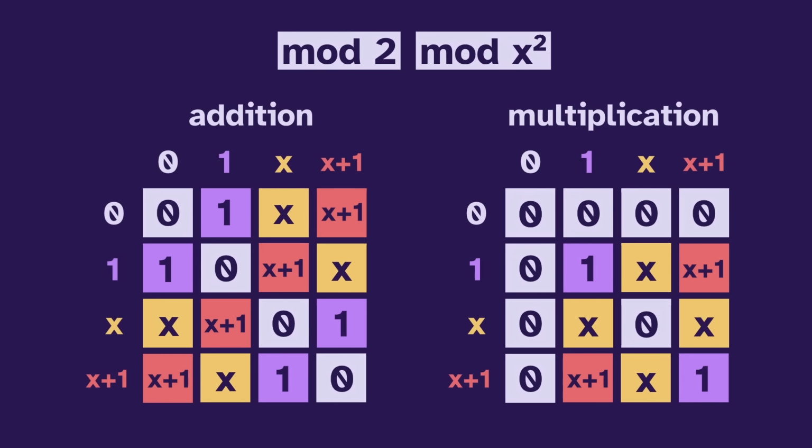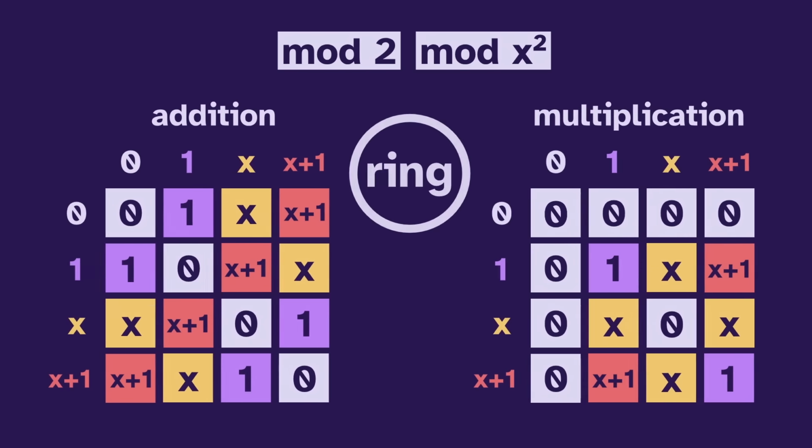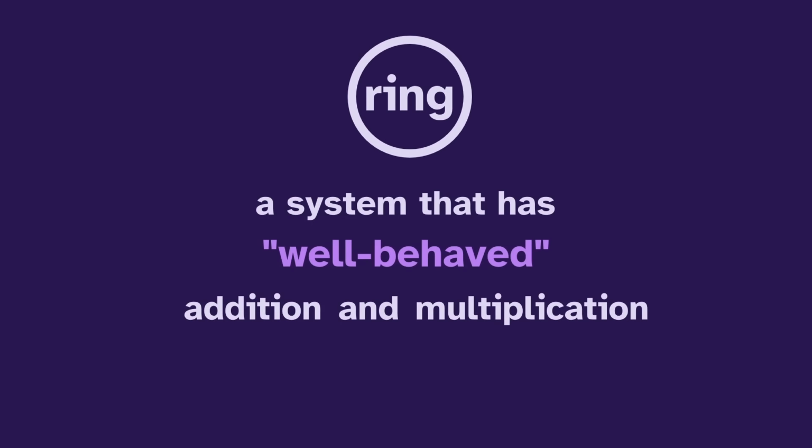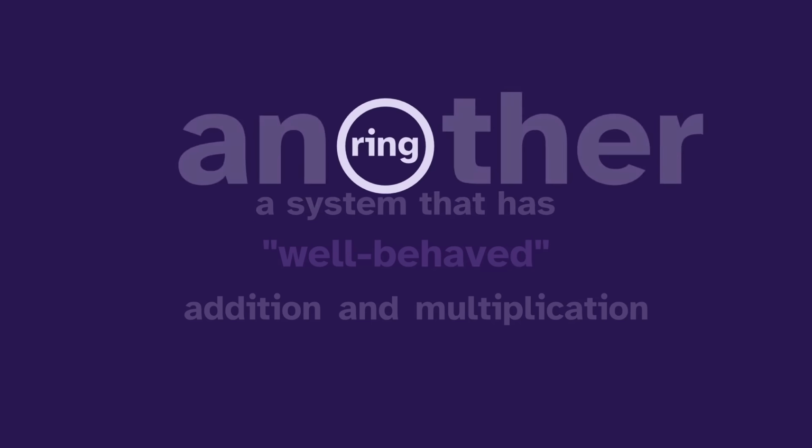Together, these tables describe the double mod system. We only need to study addition and multiplication if we view this as a ring, a system that has well-behaved addition and multiplication. Of course, there is a more technical definition for a ring. Let's look at another ring.